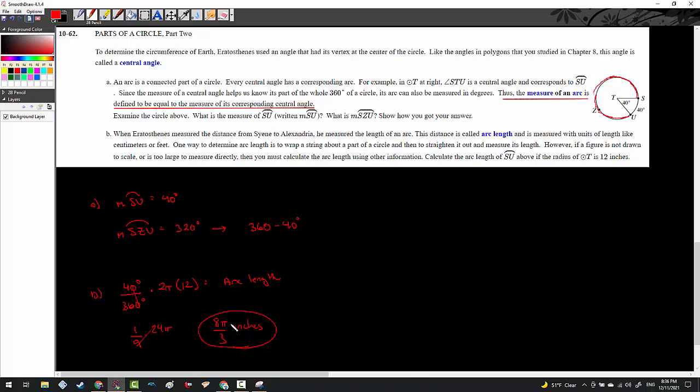Now again, what they're trying to get at is that the arc measure is measured in degrees, but the arc length, this is the arc length, is still going to be measured in feet or miles or inches or millimeters or whatnot. This is measured in degrees. Okay, that'll wrap up that problem. I'll come back with inscribed angle next. I'll be right back.